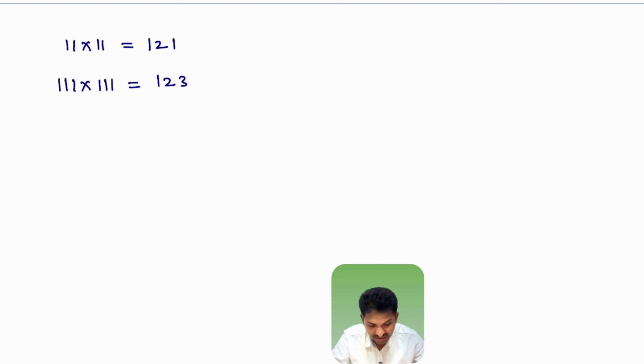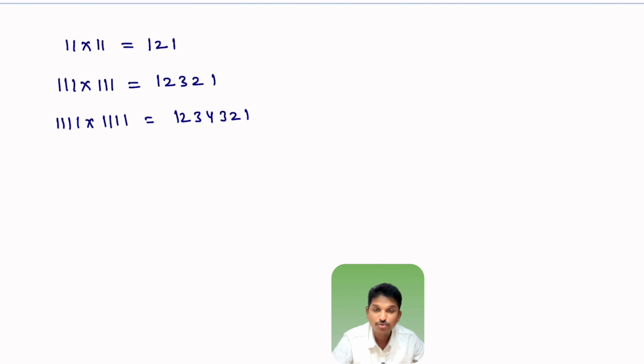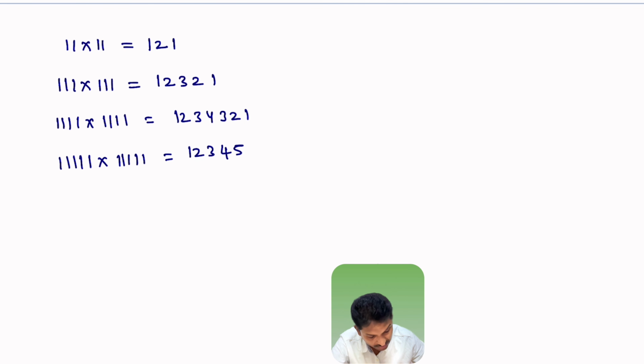And you see one interesting factor here. 11 into 11. So here 2 ones are there. 1, 2 and write decreasing order. Suppose it is like this. 3 ones are there. 111 into 111. Total 3 ones are there. 1, 2, 3. Because 3 ones are there, and then start writing decreasing order. Suppose it is like this. 4 ones are there. 1, 2, 3, 4 and then start writing decreasing numbers up to 1. Suppose 5 ones are there. It is like this. 1, 2, 3, 4, 5, 4, 3, 2, 1. So you can continue like this. I hope you understand this trick.